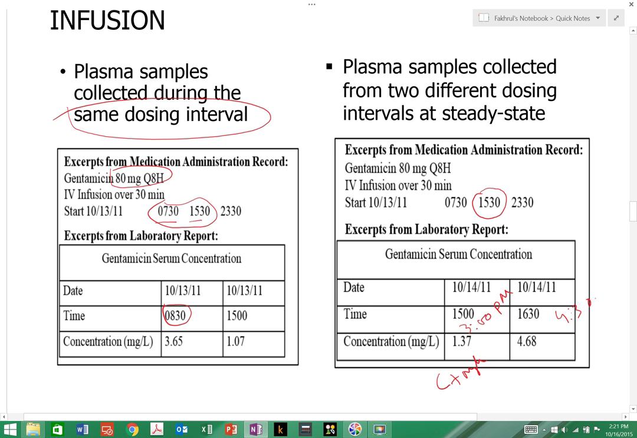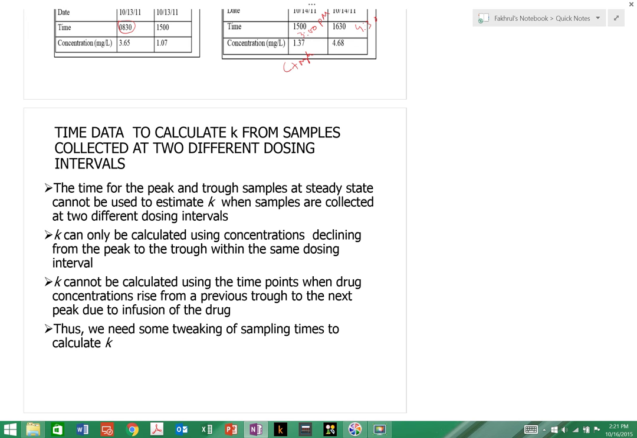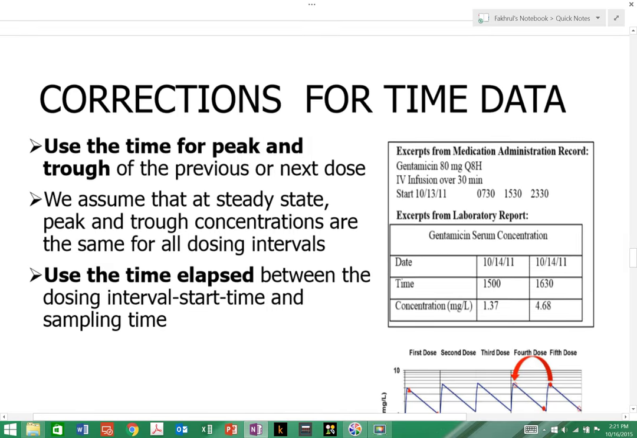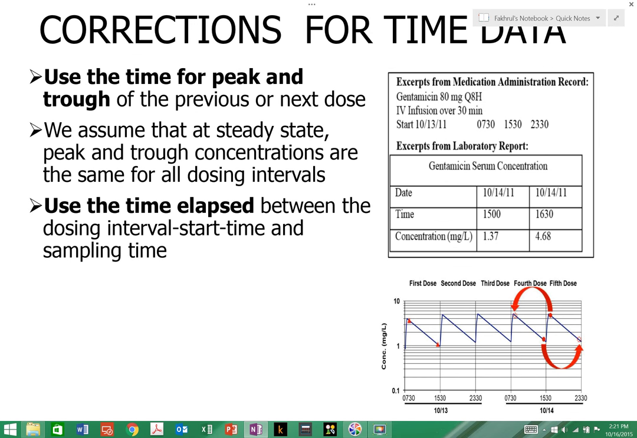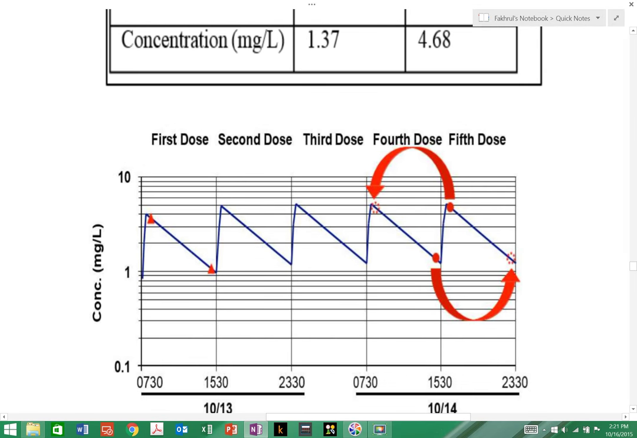So for this reason, we have to find out the difference between T trough minus T peak. So to do that, there are several options. First, we can use the time for peak and trough for the previous or next dose. Although in reality you have taken a trough sample here, you just make an assumption that it was taken in that fifth dose. So in this way they are in the same dosing interval.